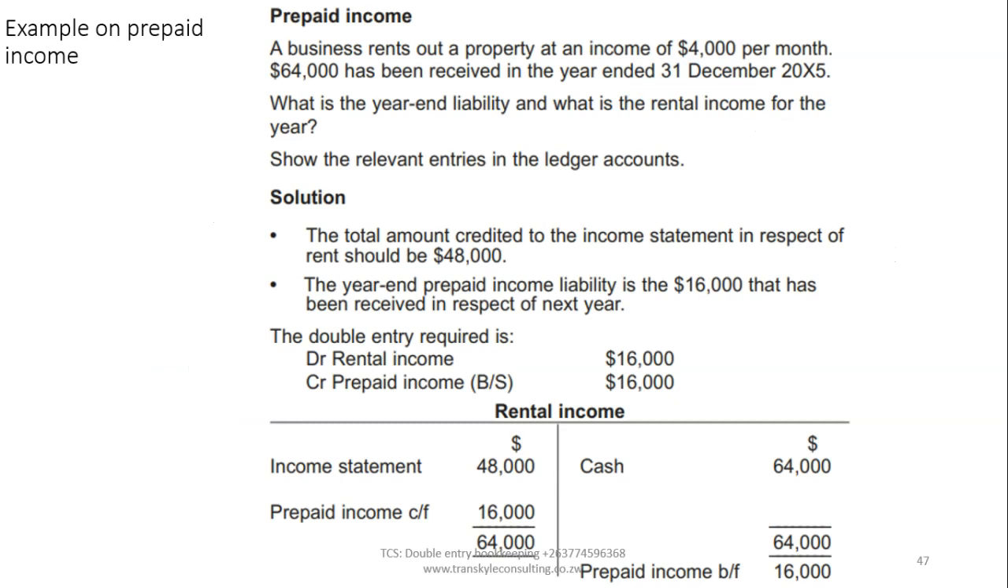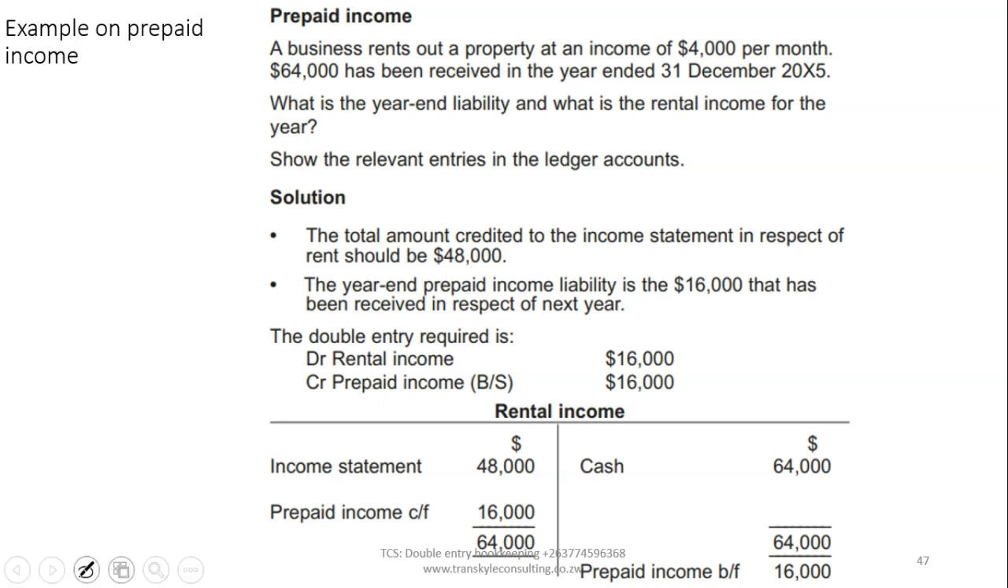A business rents out a property at an income of $4,000 per month. $64,000 has been received in the year ended 31st December 20x5. What is the year-end liability and what is the rental income for the year? Show the relevant entries in the ledger accounts.